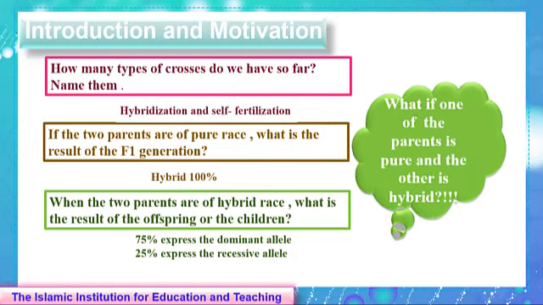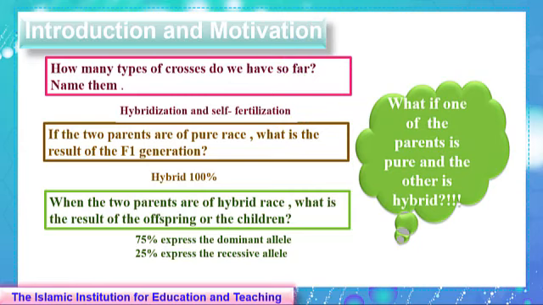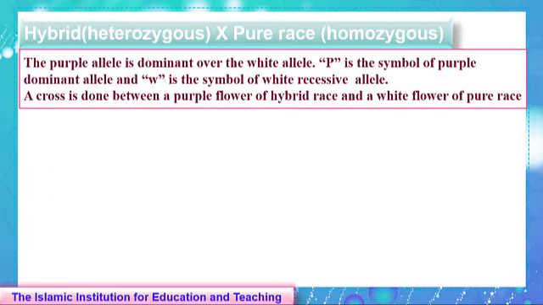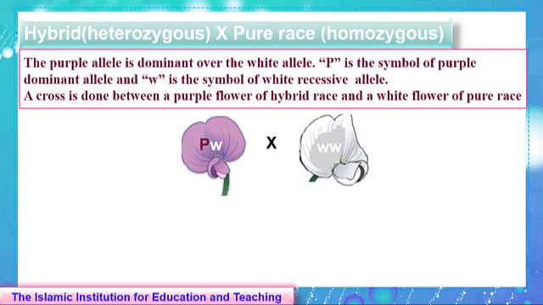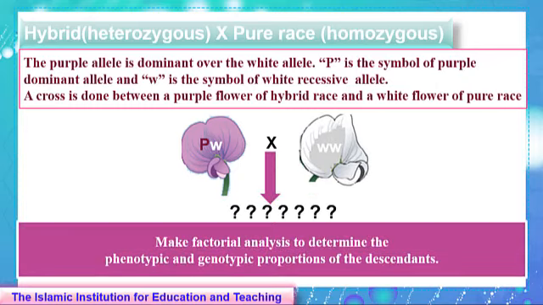What if one of the parents is pure and the other is hybrid? Now we want to cross a parent of hybrid race with another one of pure race. The purple allele is dominant over the white allele. Capital P is the symbol of the purple dominant allele and small w is the symbol of the white recessive allele. A cross is done between a purple flower of hybrid race and a white flower of pure race. The genotype of the purple flower which is hybrid is PW and the white flower which is of pure race is WW. Make factorial analysis to determine the phenotypic and genotypic proportions of the descendants or the offspring.